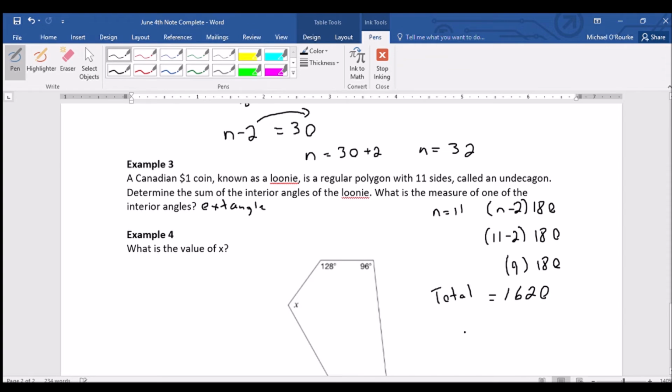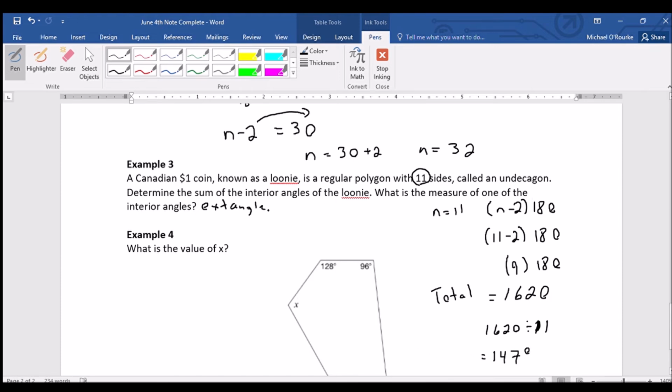We want one angle. Well, how many angles do we have? It's 11 sides, so there are 11 angles inside that shape. So 1620 divided by 11. And what's that going to equal? 147.3. Let's go 147 degrees. Okay, that is one interior angle.